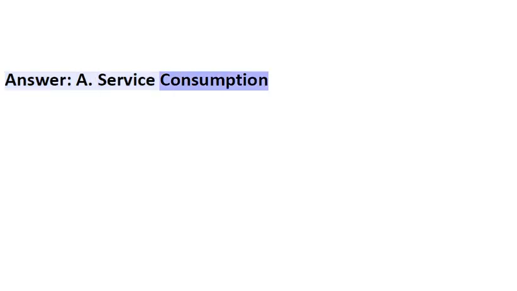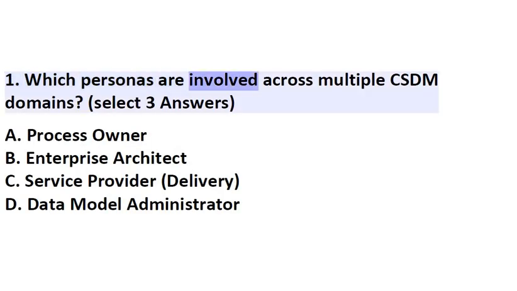1. Which personas are involved across multiple CSDM domains? Select 3 answers: A. Process owner. B. Enterprise architect. C. Service provider, delivery. D. Data model administrator. Answer: A, B, C.